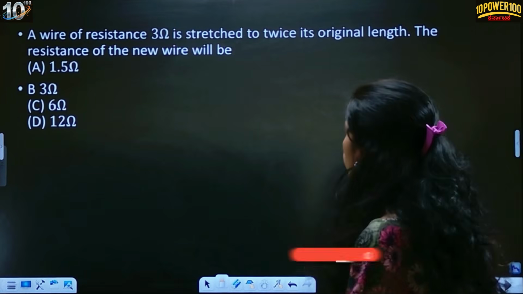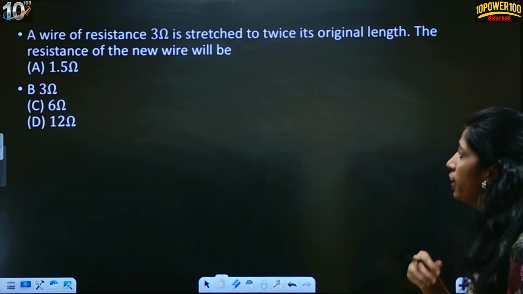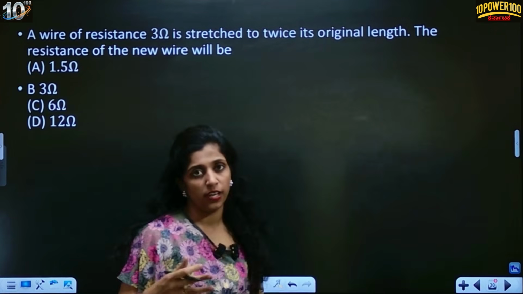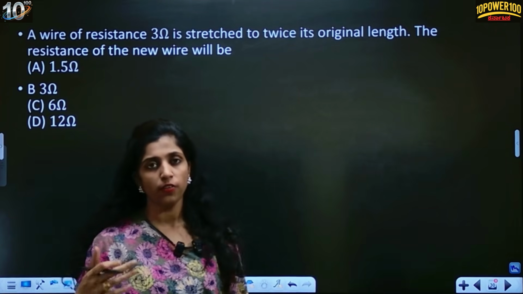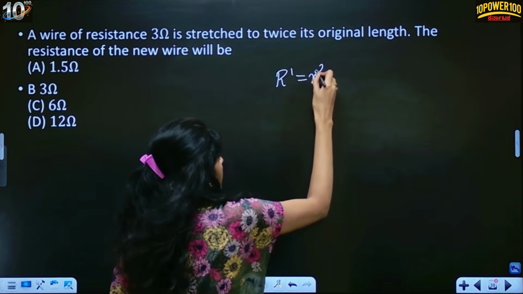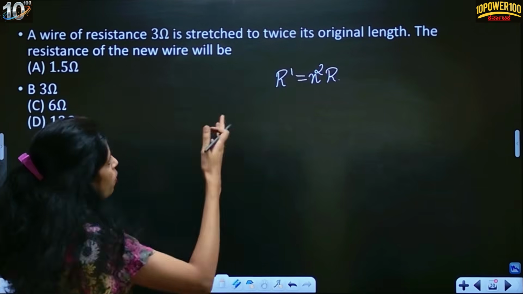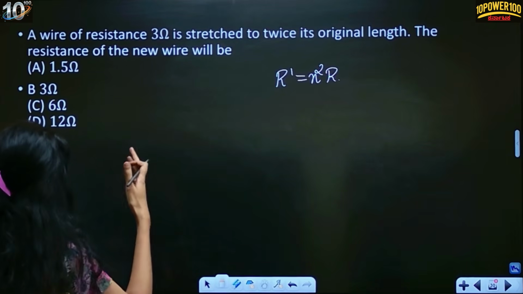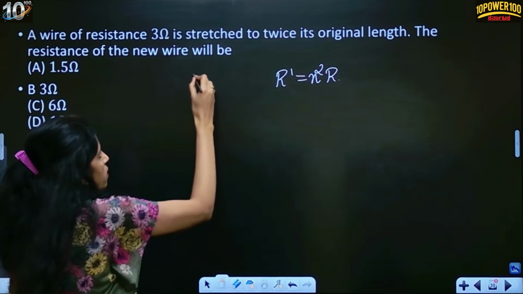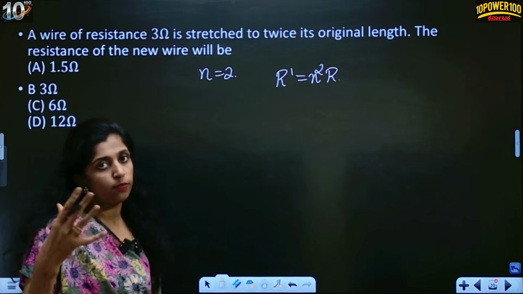Okay, so a wire of resistance 3 ohm is stretched to twice its original length. The resistance of the new wire will be, okay, I'll give you one formula over here. In case the length changes like 2 times or 3 times and so on, you have a formula. New resistance will be n square times the original resistance. Here n is like 2 times or 3 times, whatever they have given. So here they are saying that a wire of resistance 3 ohm is stretched to twice its original length.